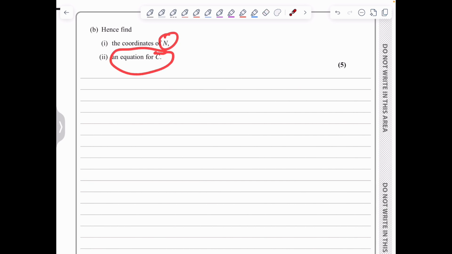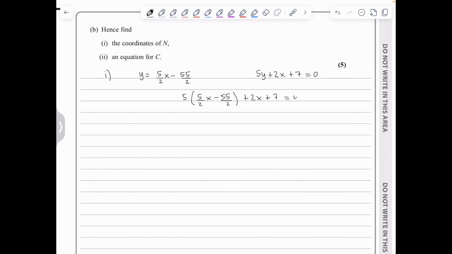In part B, we need to find the coordinates of N and then proceed in finding the equation for the circle. Now recall that N is the point of intersection between the line passing through the radius and the tangent. So we've got the equations of the two straight lines shown here, and I will be solving the simultaneous equations to determine x and y. So it's easy for me to substitute the y into the second equation here. So we're looking at 5 brackets 5 over 2 x minus 55 over 2, close brackets, plus 2x plus 7 is equal to 0. I can expand this to get 25x over 2 minus 275 over 2 plus 2x plus 7 is equal to 0.